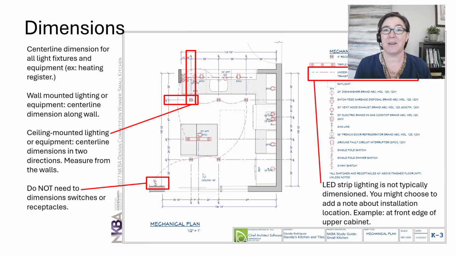All right, let's talk about dimensions specifically for mechanical plans. We are going to use a center line dimension for all light fixtures and equipment. Those all get a center line. For wall-mounted lighting and equipment, this is pretty easy. The centerline dimension goes along the wall.